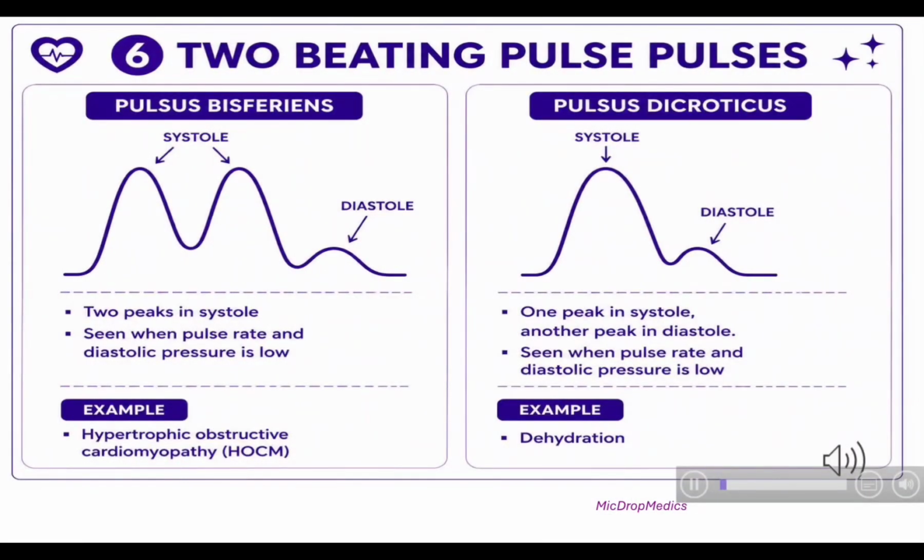Now let's look at a fascinating waveform where you will actually feel 2 distinct beats within a single cardiac cycle. We have 2 examples here, pulsus bisferiens and pulsus dicroticus. We are starting with pulsus bisferiens. In Latin, bisferiens literally means twice beating. The most critical thing to remember here is the timing. Both peaks happen during systole. When you palpate the brachial or radial artery, you will feel a rapid upstroke. This is the percussion wave, followed by a quick dip and then a second slower rising tidal wave.